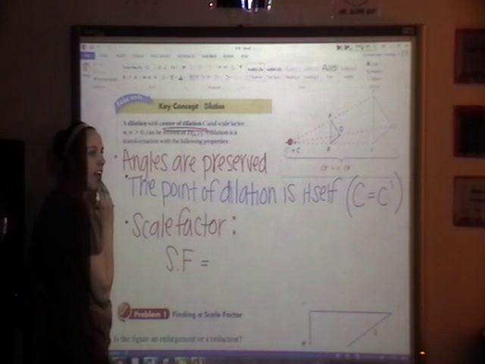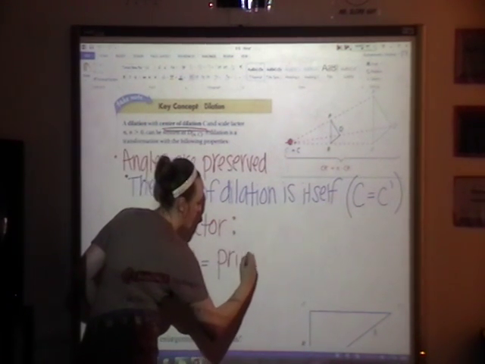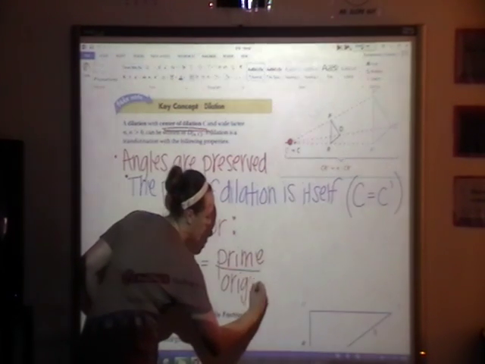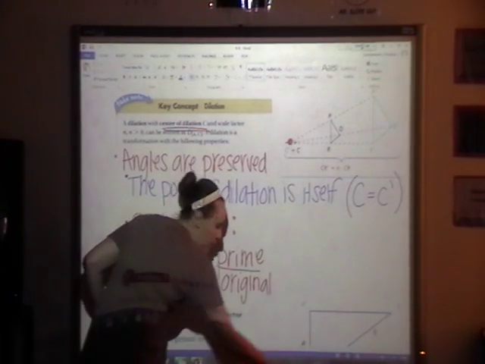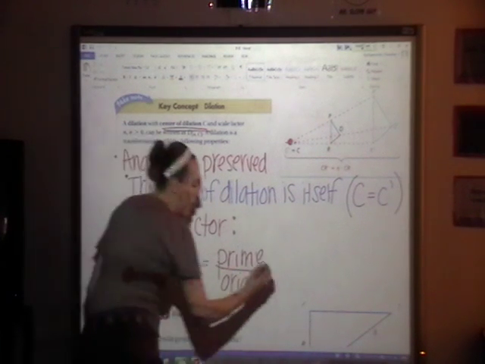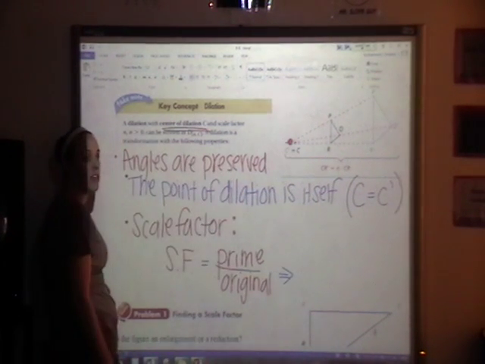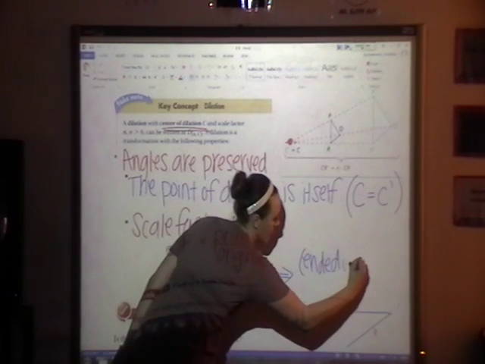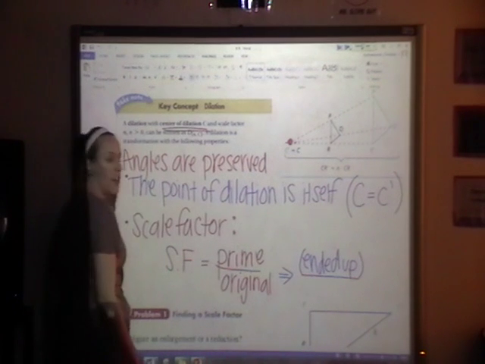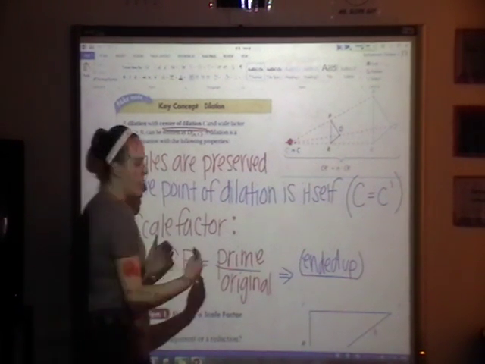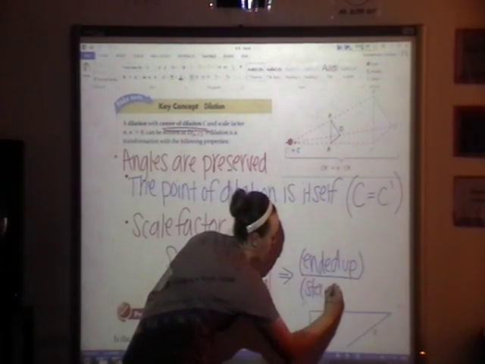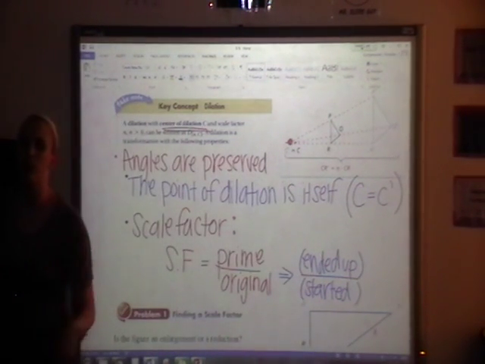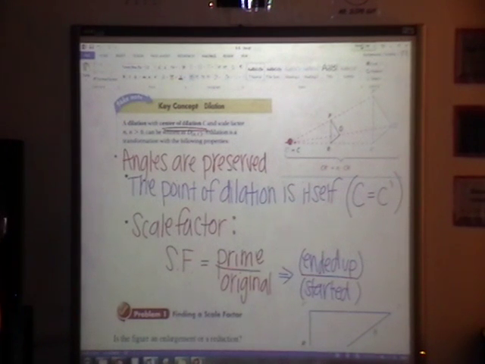The formula for scale factor is prime over original. And I'll give you in parentheses layman's terms for what that means. Prime is where you ended up. Original is what you started with. So where you ended up over what you started with. That is scale factor.